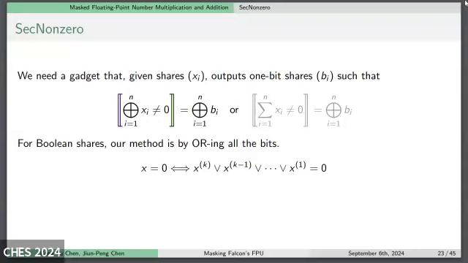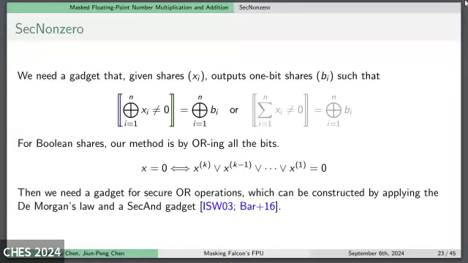For Boolean shares, our method is simple. We just OR all the bits together, which means a value x is 0 if and only if ORing all the k bits together is 0. So we just OR all the bits of x, and then we need a secure OR operation. This can be constructed by applying De Morgan's law and a secure AND gadget. Secure AND gadgets have been proposed and developed by many previous incredible works. So that's the Boolean shared version of secure non-zero.